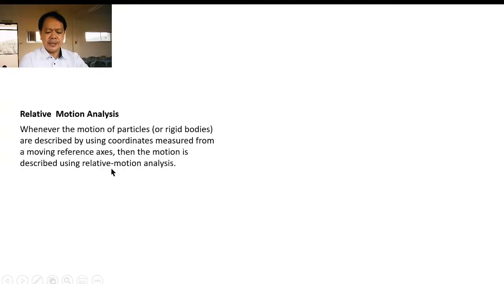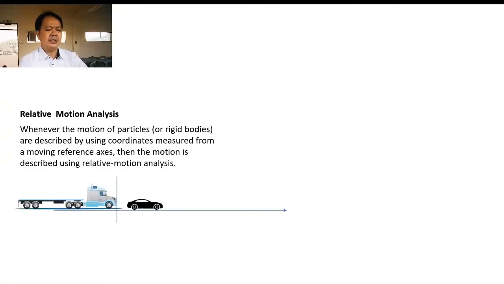Para mabibigay natin ng isang magandang halimbawa, let us imagine here that we have two vehicles, one car and a trailer. So if we wanted to describe the position of this car from a trailer, while the trailer is also moving, then the analysis that we are actually doing is a relative motion analysis. Halimbawa sabihin natin, let us let them move.